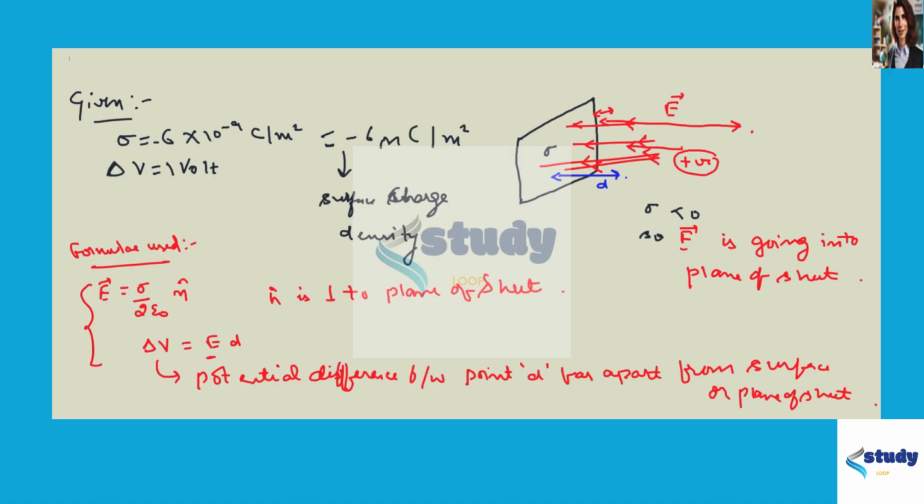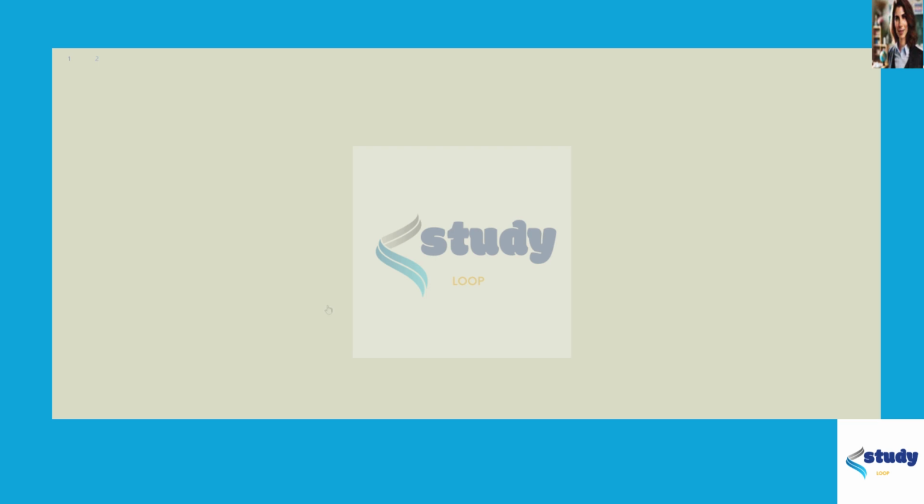So going to the calculations now using this information. The question is, what would be the distance to increase the potential by 1 volt? So we have delta V equals 1 volt, and we can find out the d here. So we have 1 volt equals E d. Your E is equal to sigma by 2 epsilon naught. So this becomes sigma d over 2 epsilon naught equals 1. So d equals 2 epsilon naught over sigma.